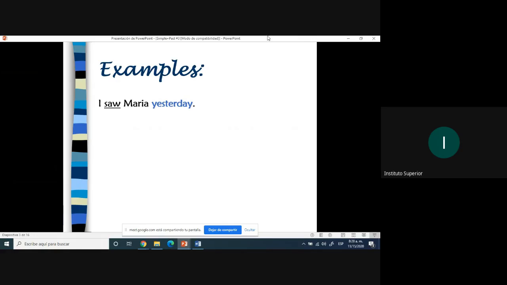What's going on with this example? I saw Maria yesterday. What's going on with the verb? First of all, where is the verb? ¿Dónde está el verbo? ¿Cuál es el verbo? The verb is after the pronoun. All right, pretty good. And what's going on with the verb? It's already in past tense. Very good. Excellent. So it said, I saw Maria yesterday.